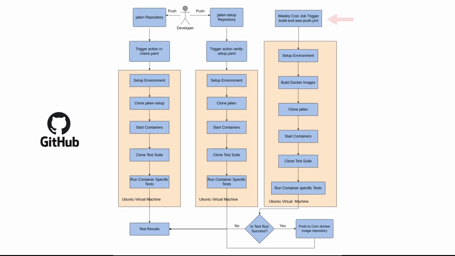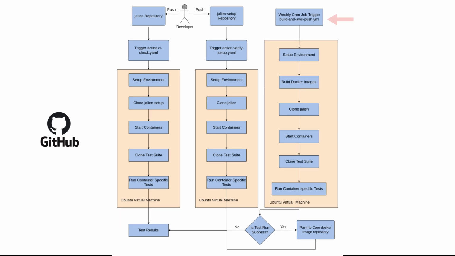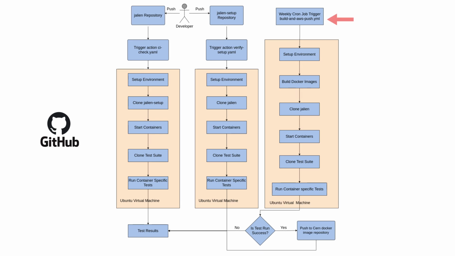The rightmost workflow is scheduled to run as a weekly cron job. It builds Docker images and updates the CERN registry based on new changes in the JAliEn setup and production Docker images. This ensures that these built images are compatible with both the JAliEn setup and production component images.